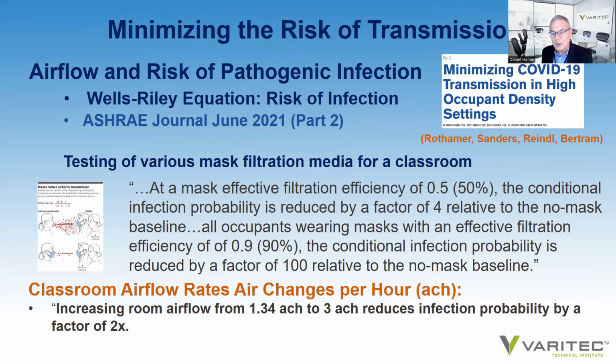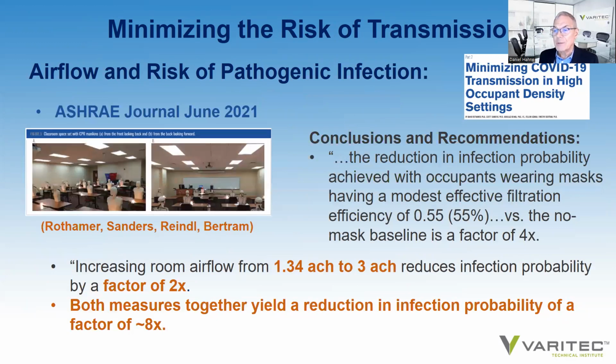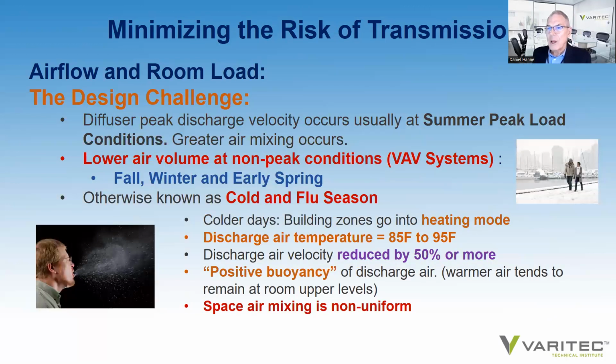It also went on to demonstrate that air change rates in a space impact the risk of infection. By increasing the air change rates in a space from 1.34 to 3, you can actually reduce the risk of infection by 2 times. The article in part 2 goes on to demonstrate that if you use a combination of a mask and increasing the air change rates in a space to 3, you can reduce the risk of infection by 8 times.